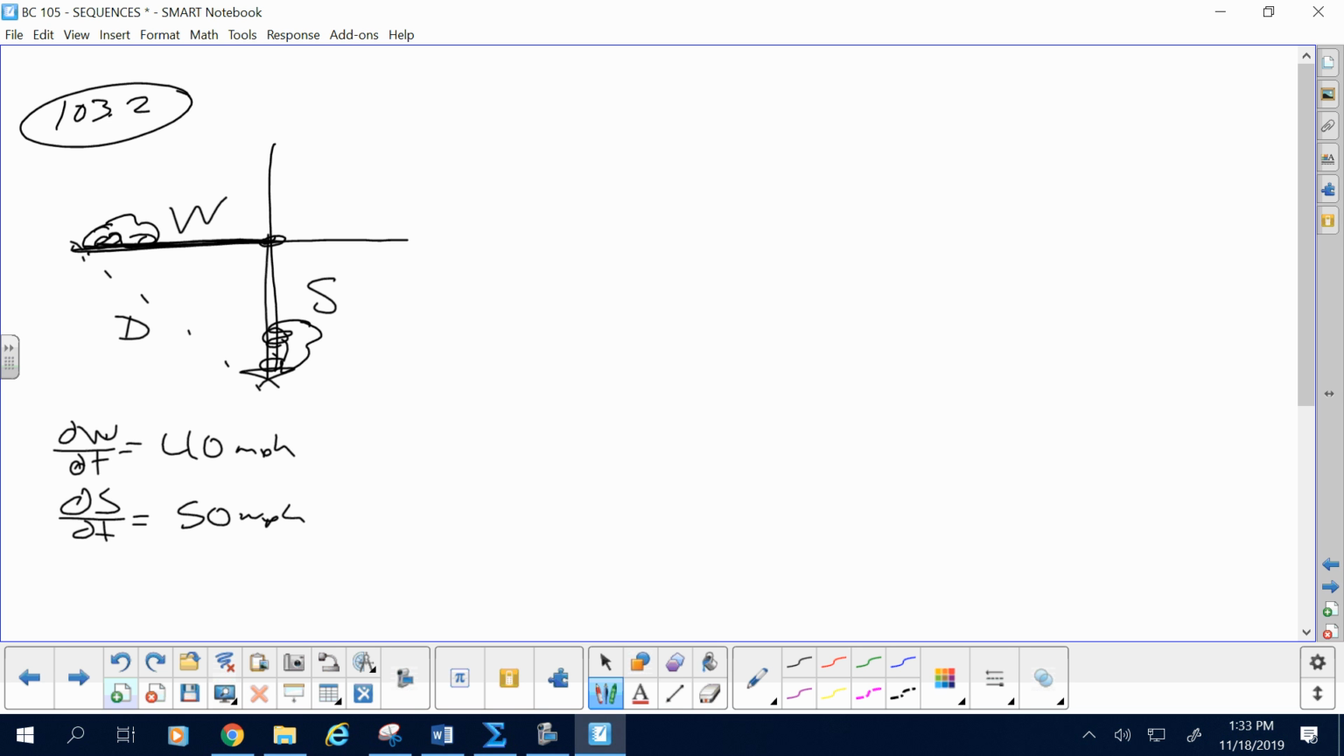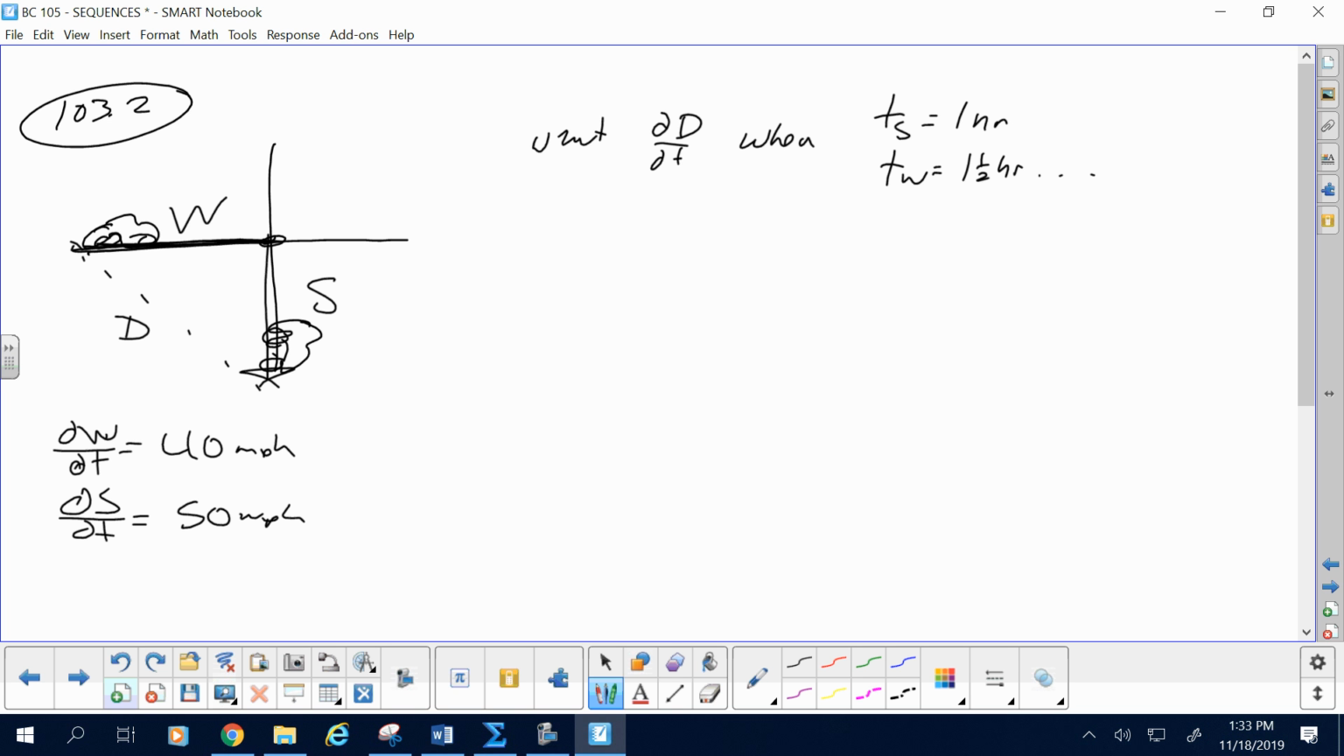They talk about how this guy actually went through the intersection 30 minutes earlier than the other guy. They want dD/dt when the time south was 1 hour and the time west is 1.5 hours. Follow me? Okay, what's an equation relating W, S, and D?